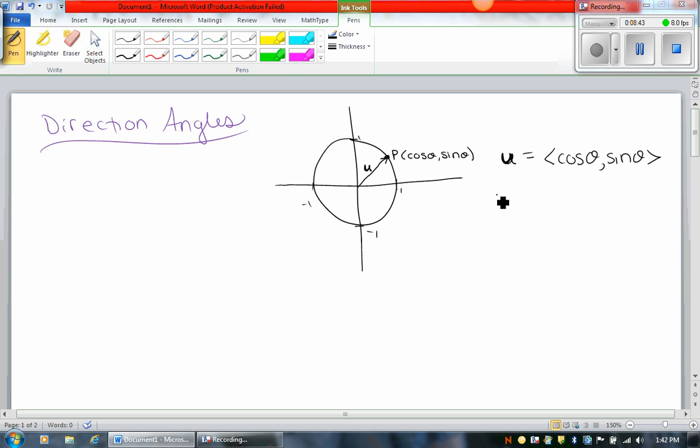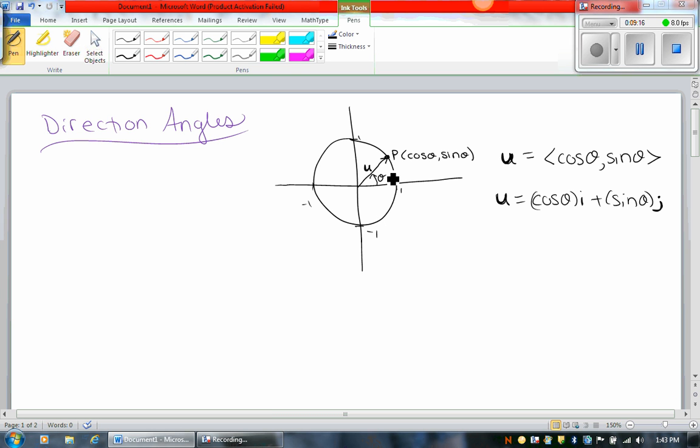Or as a linear combination, with that i and j, we can write it as cosine theta i plus sine theta j. Okay, so either way, component or linear combination. Okay? So the components of u are actually functions of the direction angle theta. So this is your direction angle right here.